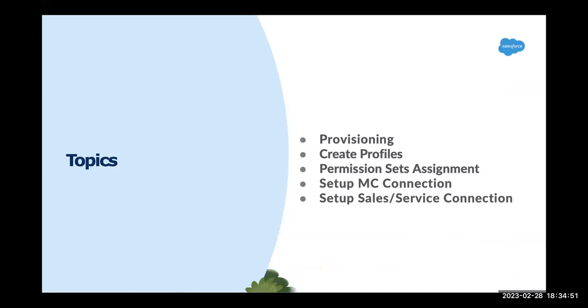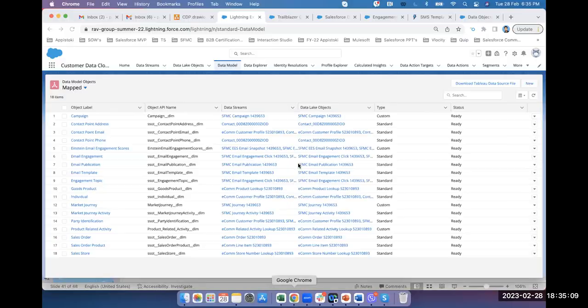Number one is provisioning. After that, we should create profiles in our Salesforce Data Cloud and assign the permission sets. After that, we should set up the Marketing Cloud connection and the Sales and Service Cloud connection, because these are all the pre-configured steps designed by Data Cloud. Now let's look at how this setup is going to happen.